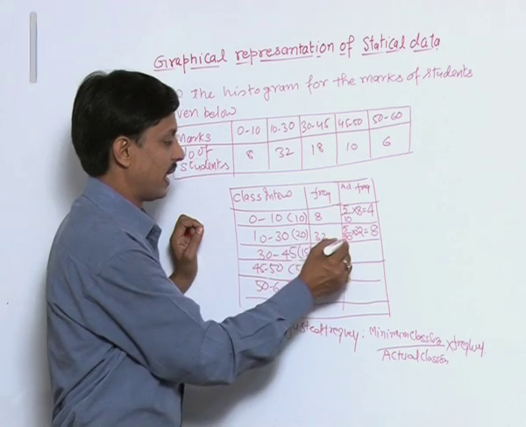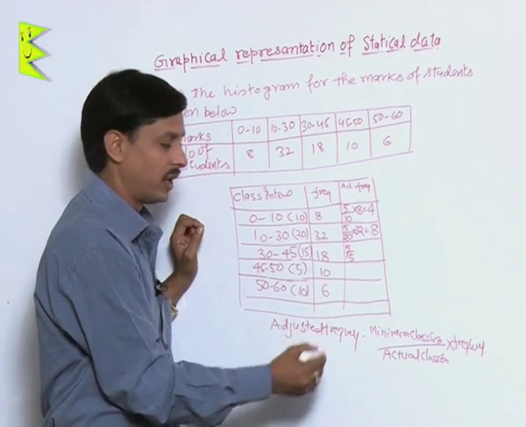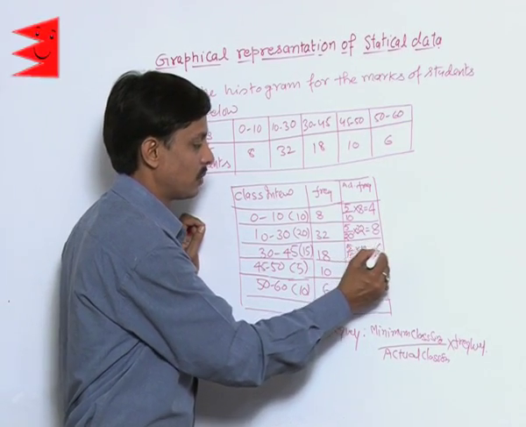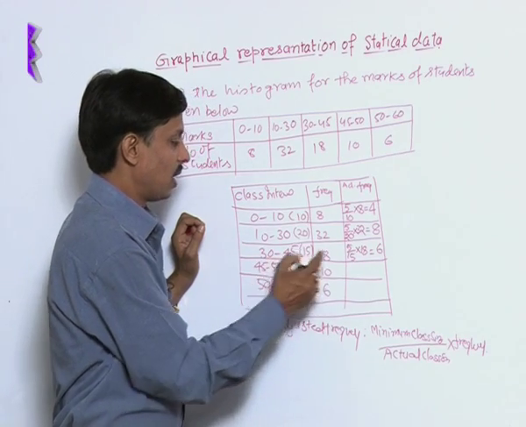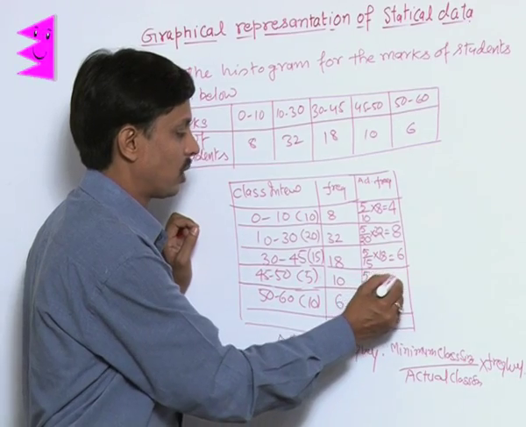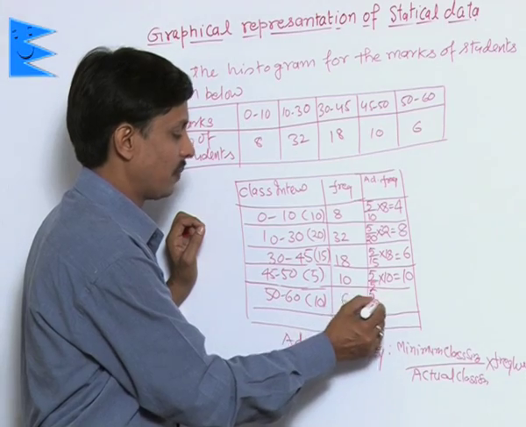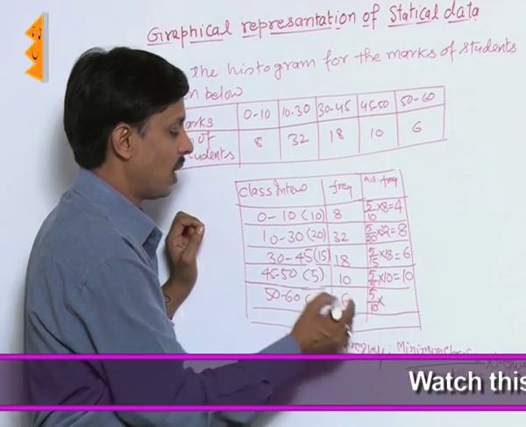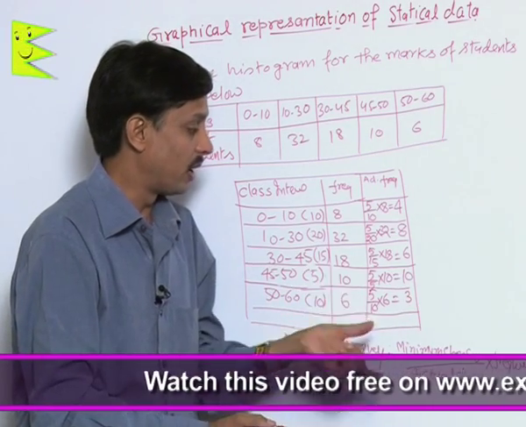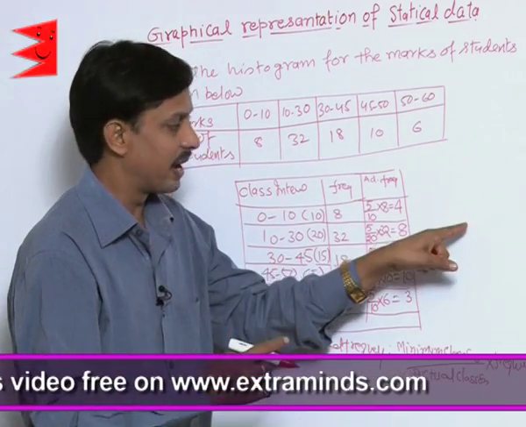Now the minimum class size will not change, 5, upon the actual class size in the third interval, which is 15, multiplied by its frequency, 18. This comes to 6. In the fourth case, minimum class size 5, actual class size 5, into frequency 10, the answer is 10. Minimum class size 5, actual class size here 10, into its frequency 6. The height of the bar comes to 3. So now we will draw the bars.